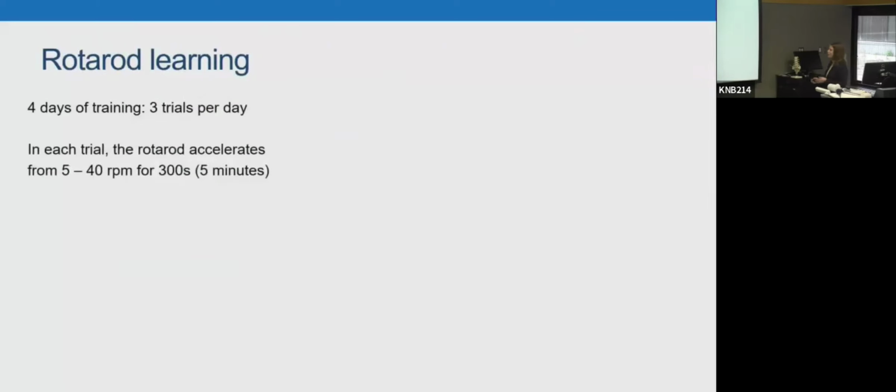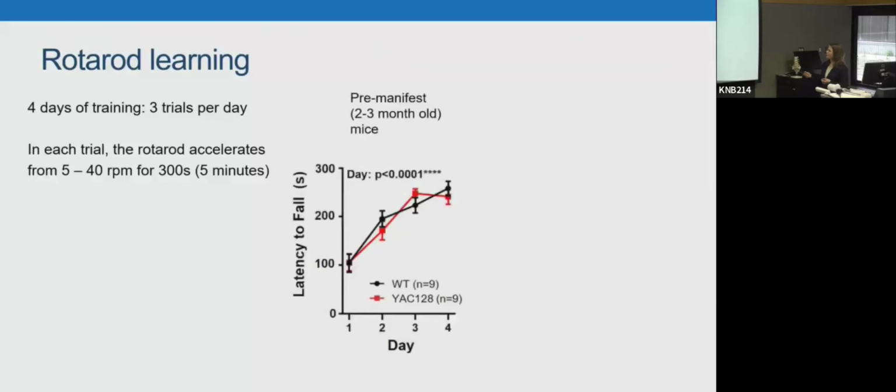For the rotarod protocol, I had 4 days of training where the mice performed 3 trials per day, so they had 12 trials total. Each trial, the rotarod accelerated from 5 to 40 rotations per minute for a total of 300 seconds, or 5 minutes. If they made it to the end, then they just got to come off the rotarod. They didn't have to fall.